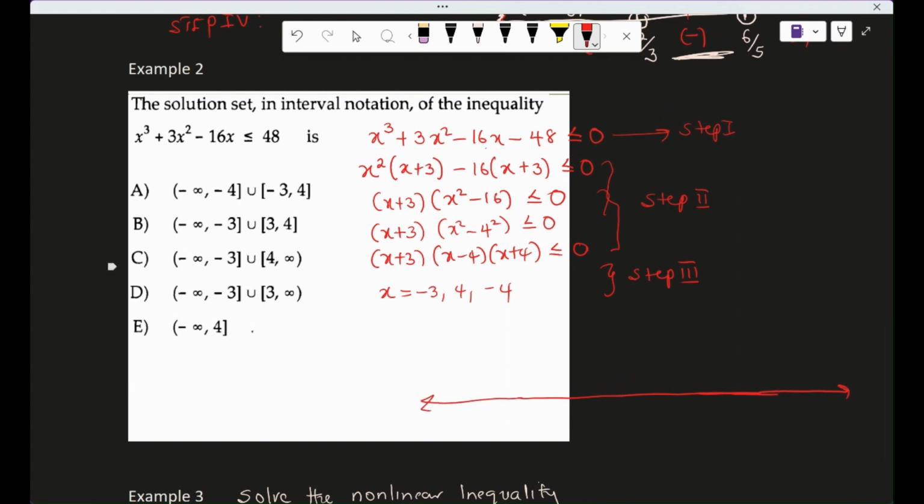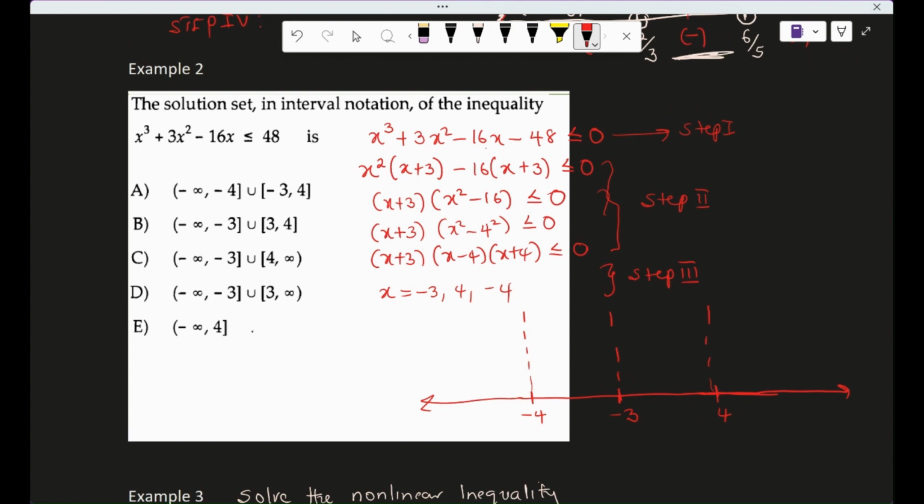So just like we did before, we arrange the zeros in increasing order. So we start with minus 4 is the smallest, then minus 3, then 4. And we can just put a line here.